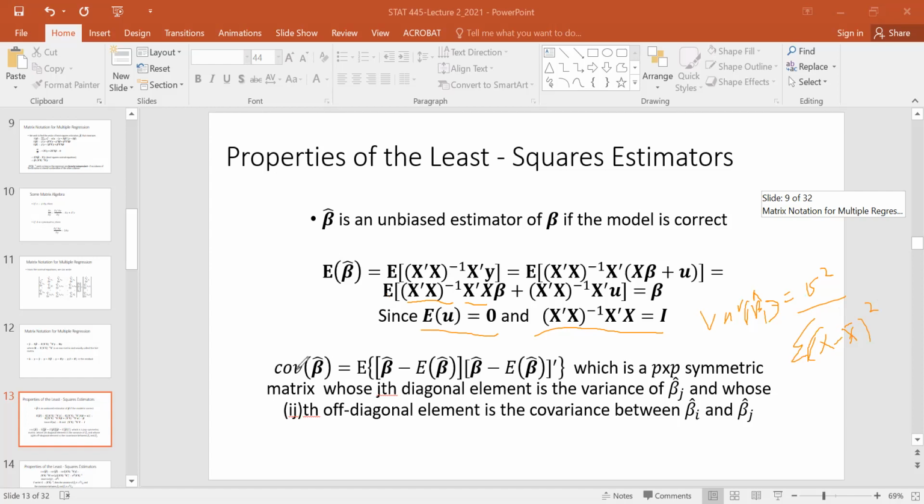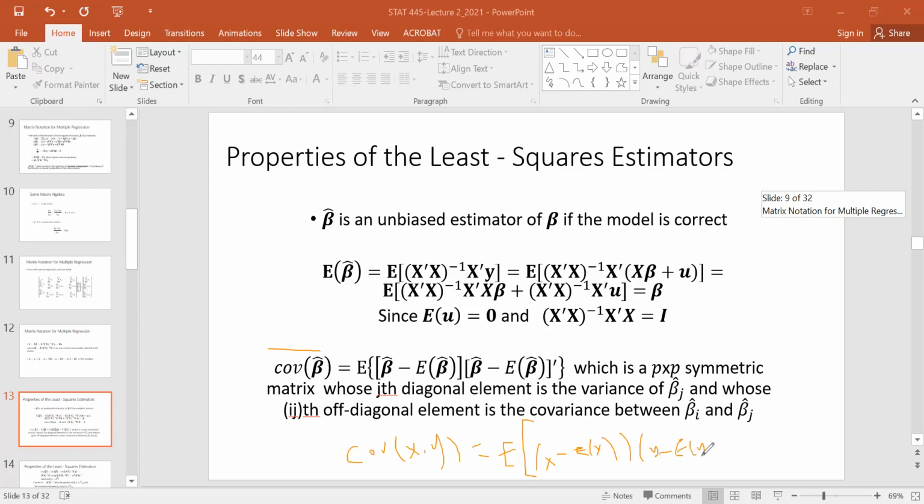Remember covariance, right? In statistics, the covariance of X and Y can be written as the expectation of X minus the expectation of X, and then Y minus the expectation of Y. So we are doing something like that. This time, the X and the Y appear to be the same. So let's say we have beta hat minus its expectation, the big expectation being the one outside, and then beta hat minus its own expectation.